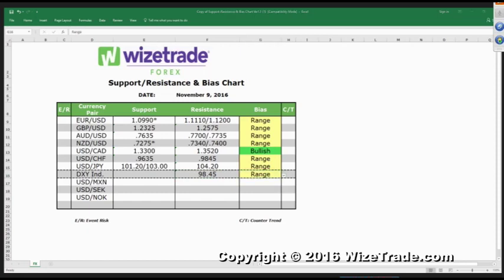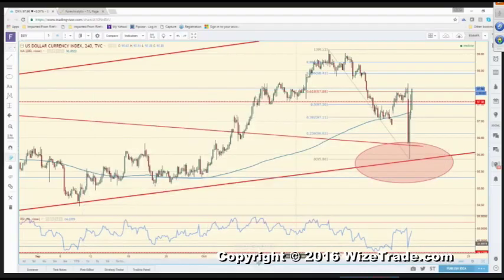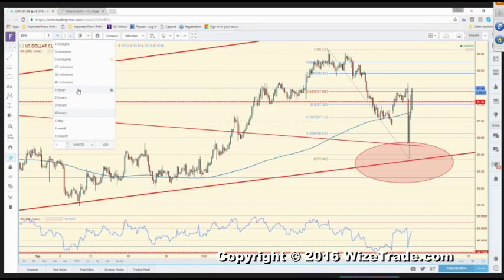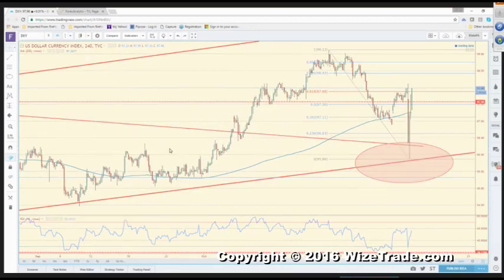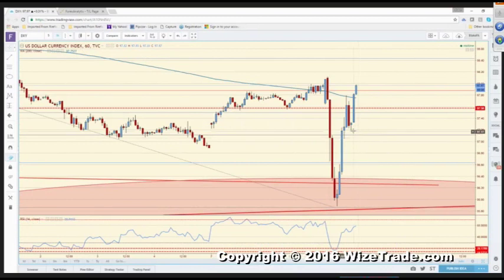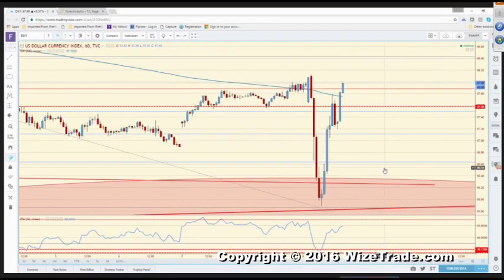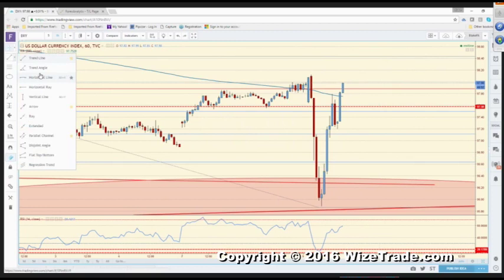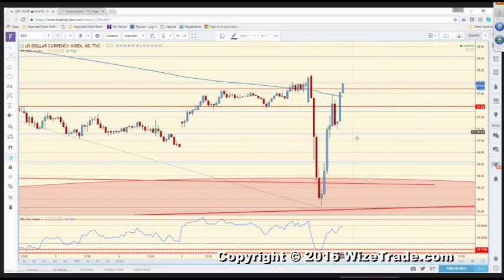And we are in a range. Now, support in the dollar. Trying to figure out where support is going to be really interesting. It's kind of like all these other pairs. I'm really not too sure, but I would think 97.20 is support.